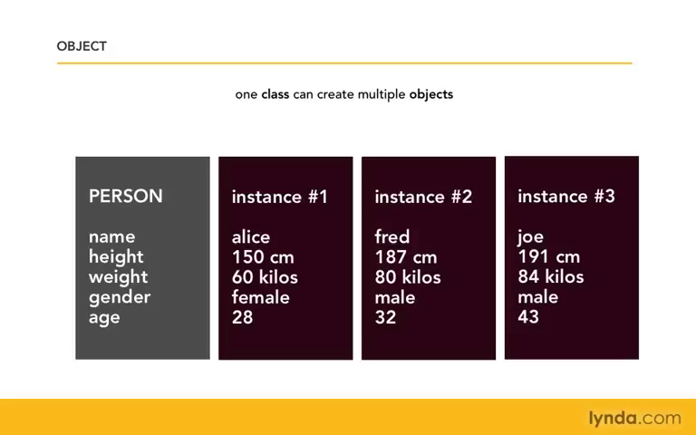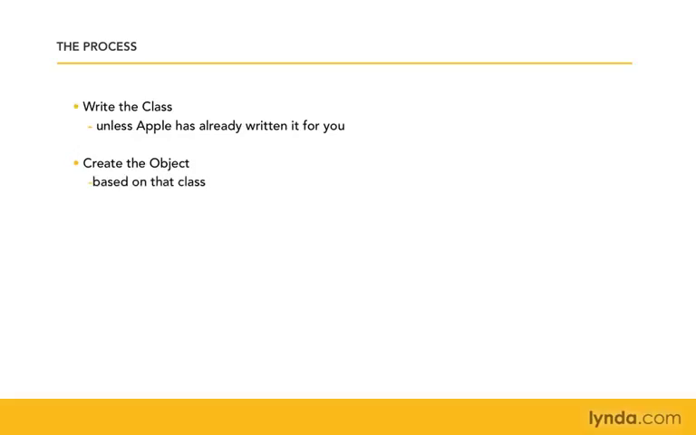Now, you don't have to write all the classes you use. Apple will provide many classes for you, things to handle dates and strings and buttons and text fields, and you'll create instances of those classes to have objects to work with. But you will create your own classes and objects to tie them all together in some meaningful way. And the process will typically be, you'll write the class, unless Apple has already written it for you. You'll then create the object that's based on that class.